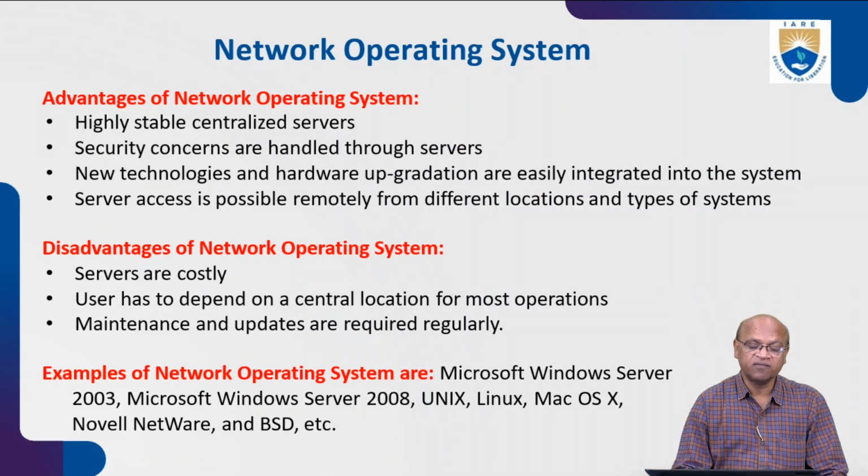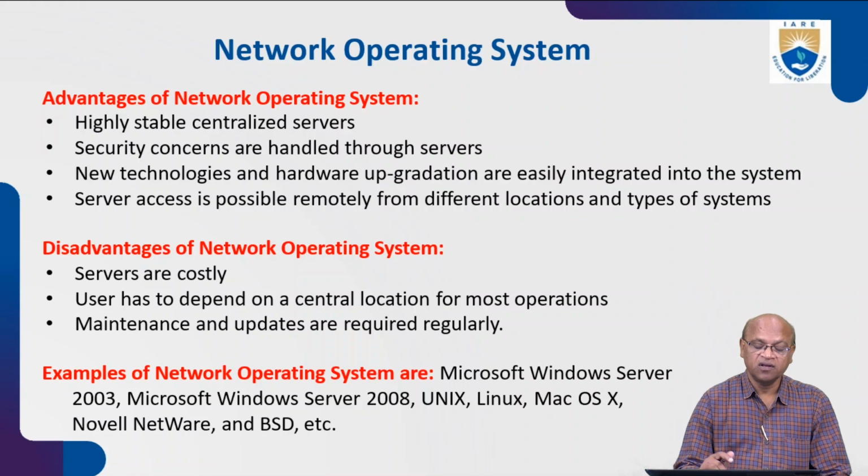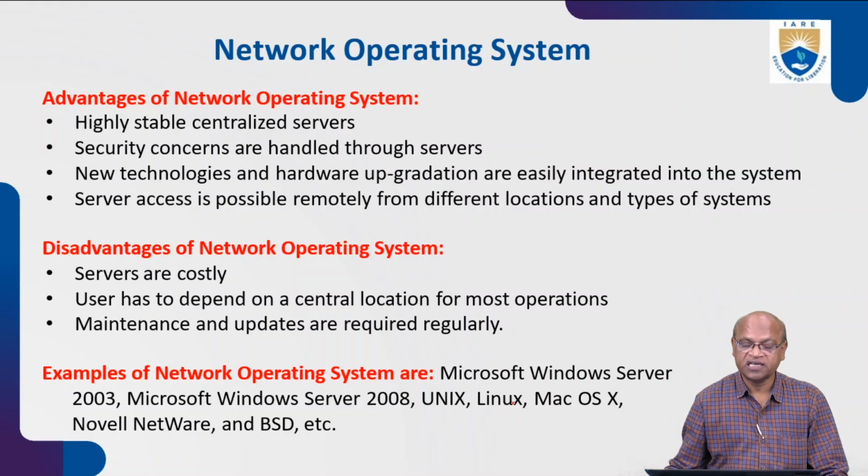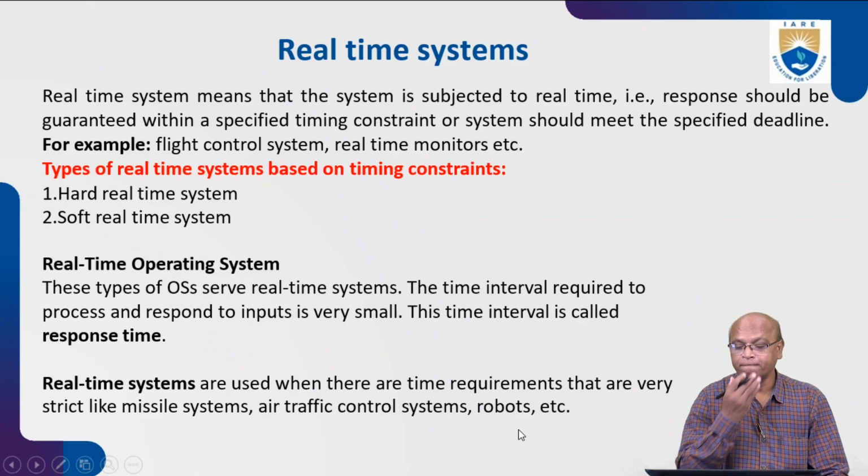Examples of network operating systems are Microsoft Windows Server 2003, Microsoft Windows Server 2008, Unix, Linux, Mac OS X, Novell NetWare. These are the network operating systems we use in the server. Now we'll see what a real-time operating system is, real-time systems.